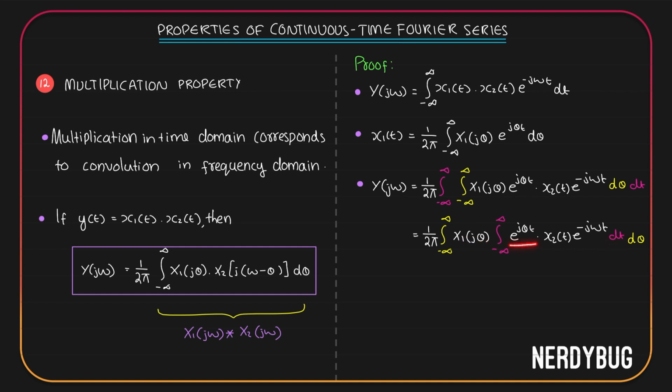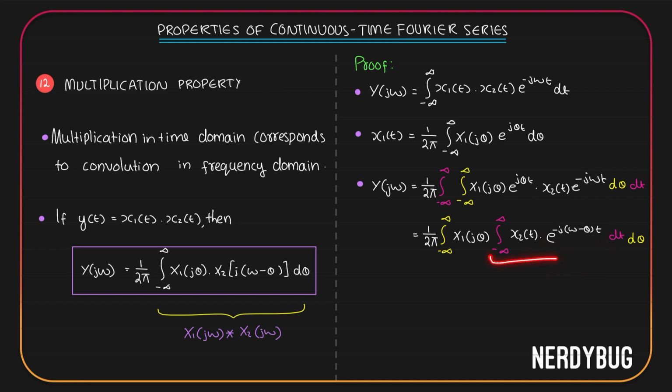We have e raised to j theta t here and e raised to minus j omega t. Let us put them together. We can combine them by adding their exponents. It will become e raised to minus j omega minus theta t.